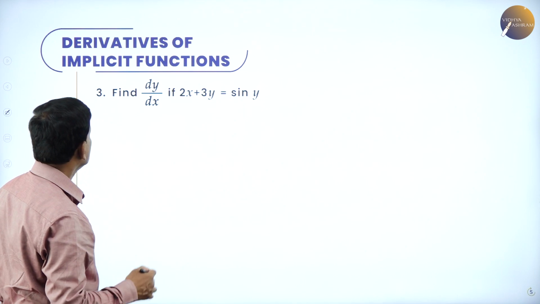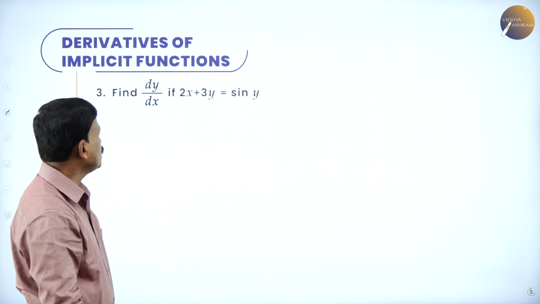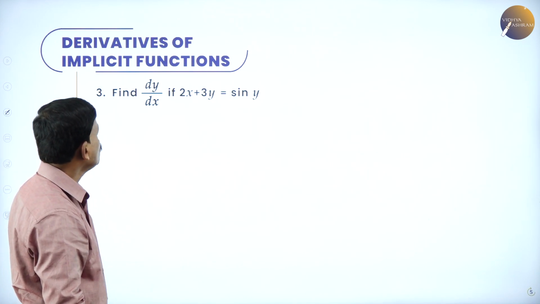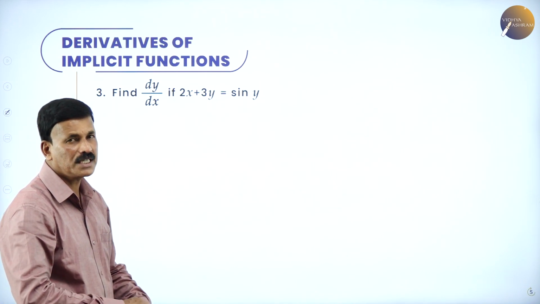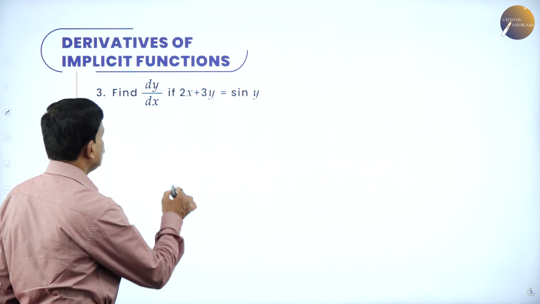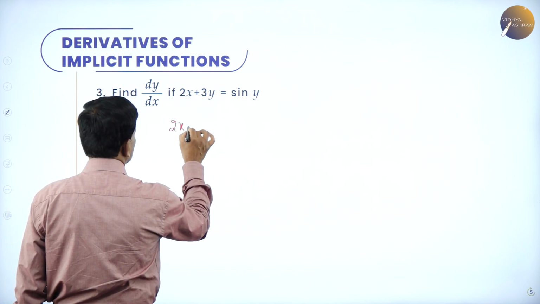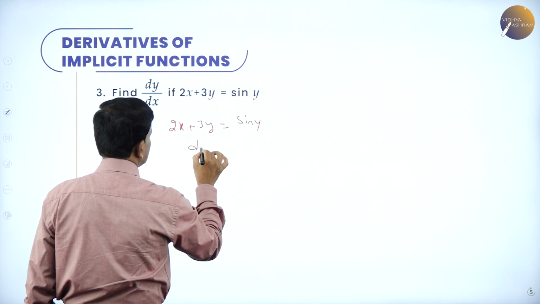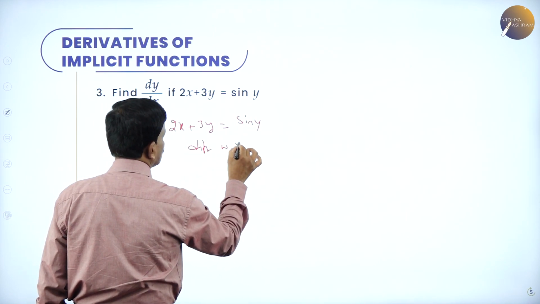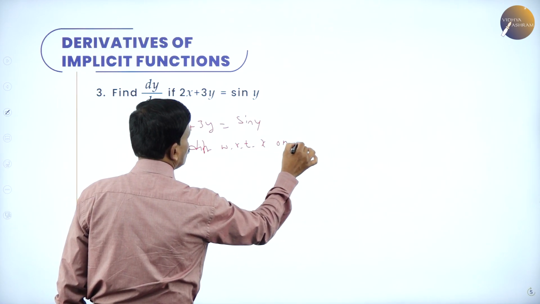Similar type problem. What is the problem given? Find dy by dx if 2x plus 3y is equal to sin y. In the previous problem, it is sin x. Here it is sin y. Let me take. Now the given equation is 2x plus 3y is equal to sin y. Same, differentiating with respect to x on both sides.